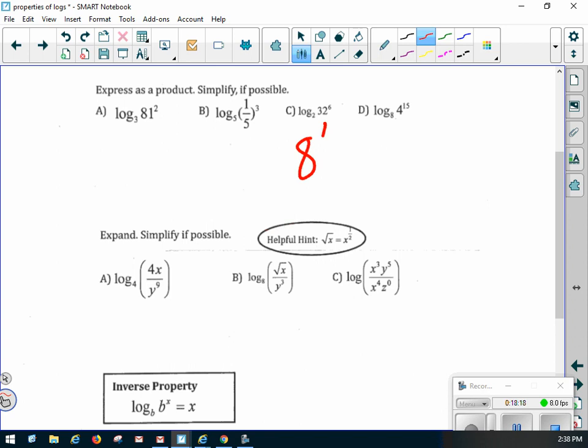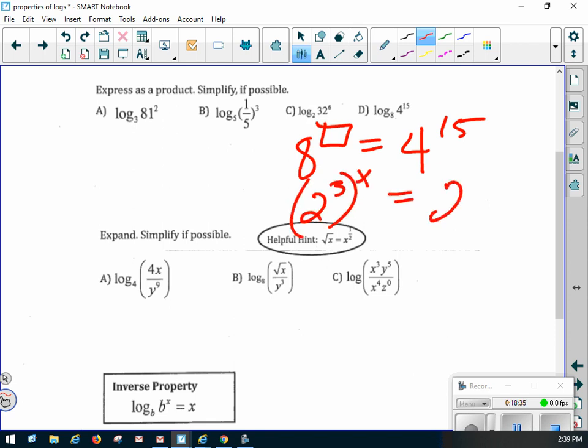8 to what power is 4 to the 15th? Can you get them to be the same base? So that's 2 to the 3rd power raised to the x equals 2 to the 2nd power raised to the 15th. X is 10, because 3x would have to equal 30. So we know x is 10.